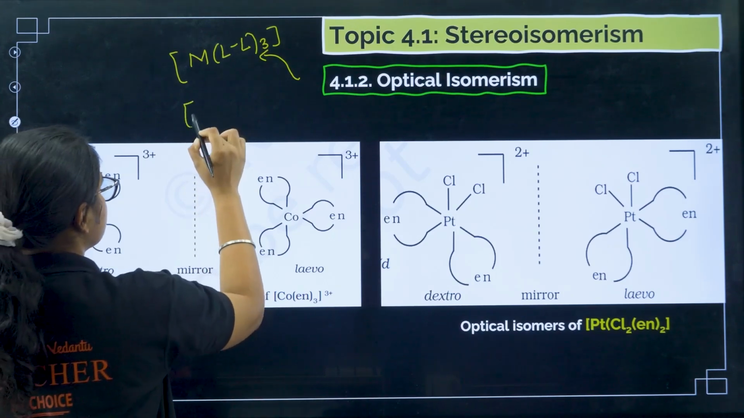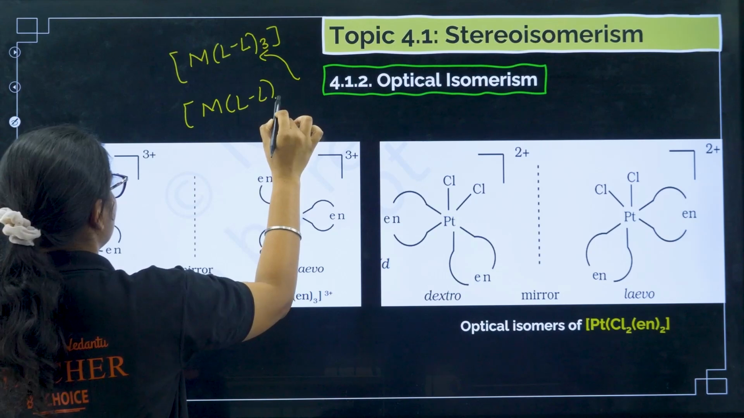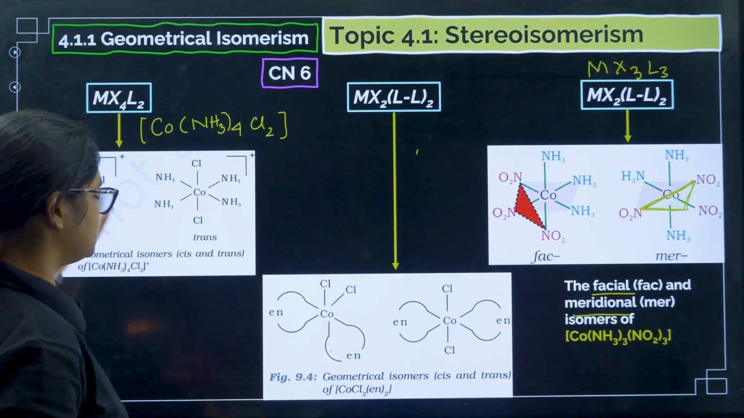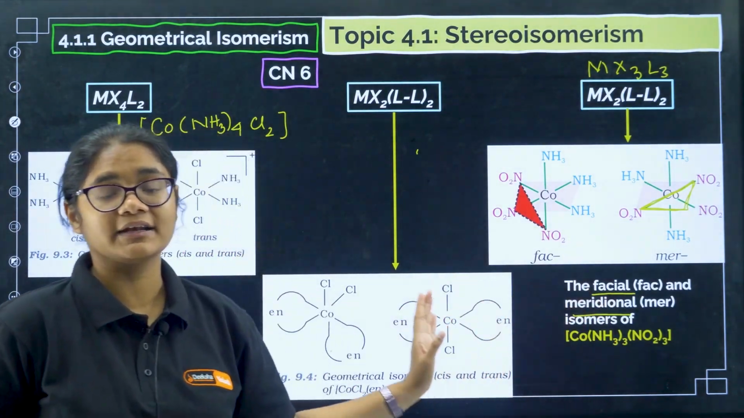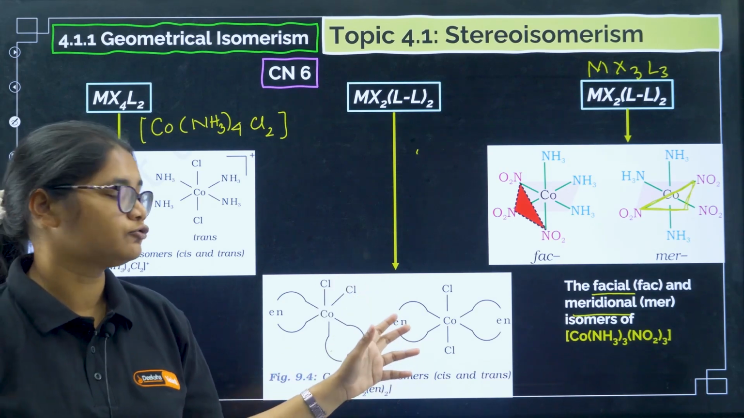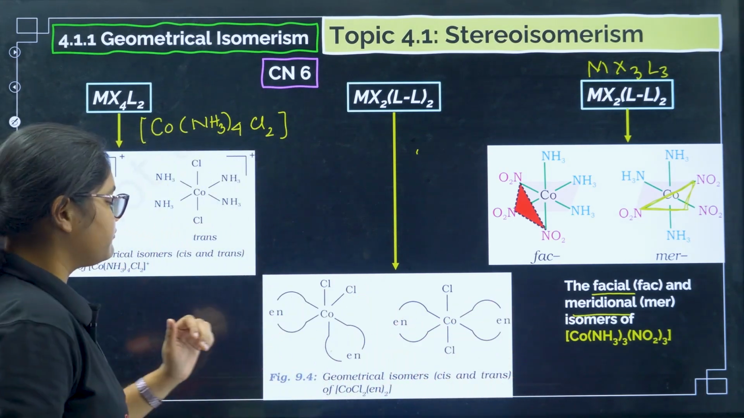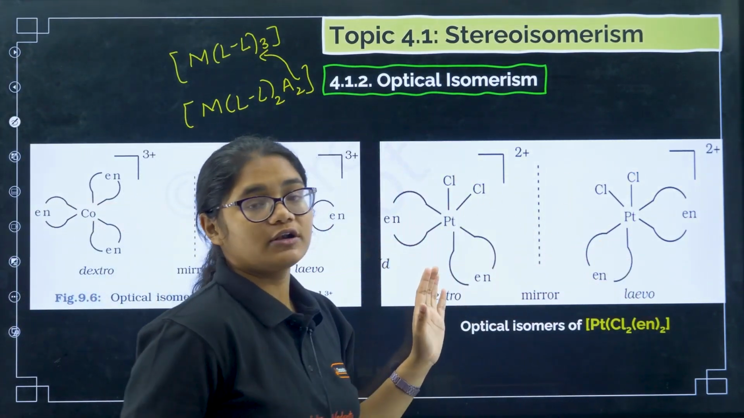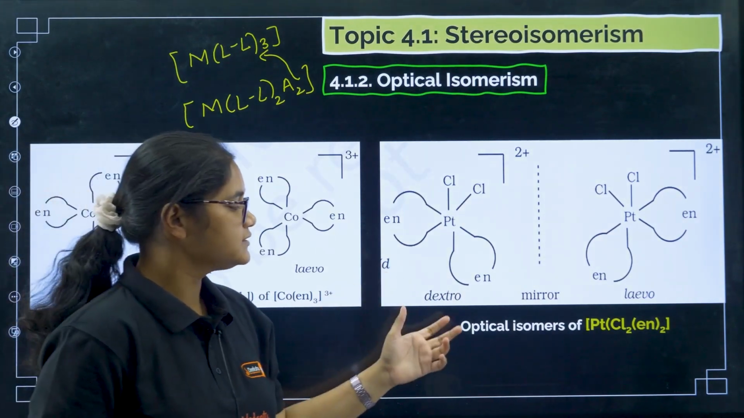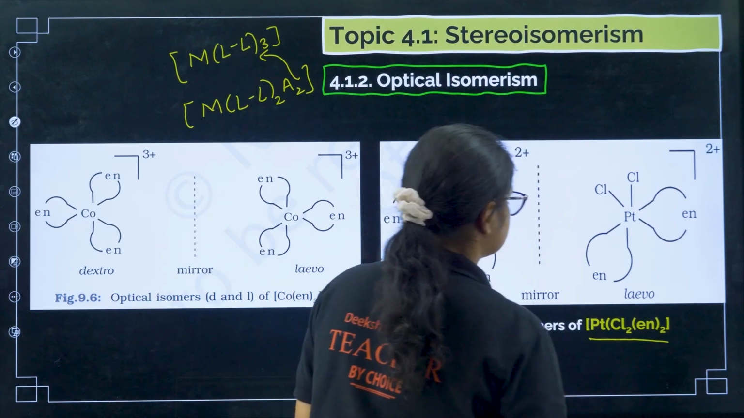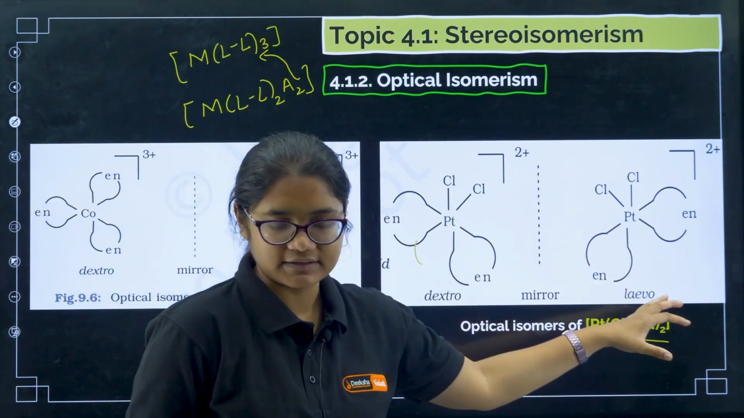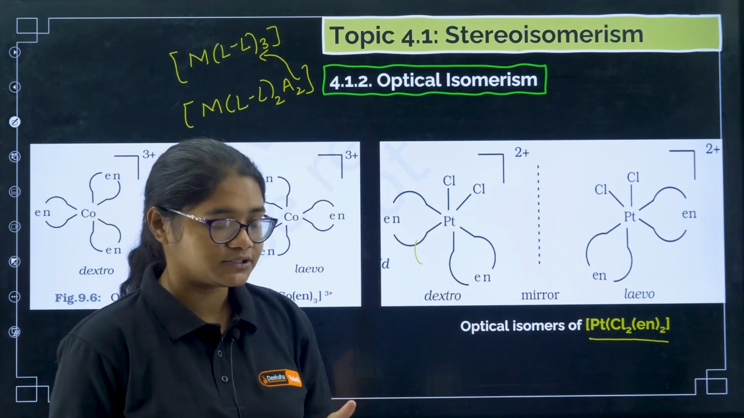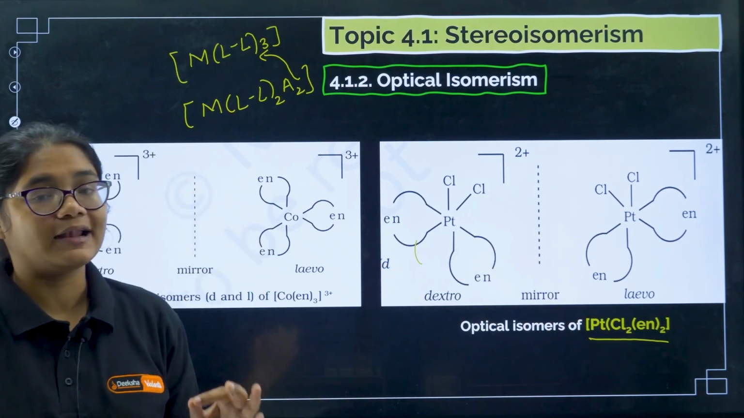Another one which we have already seen in the geometrical isomerism, that is M(LL)2A2. In this we have seen that there are cis and trans forms. If you see the trans form here and draw its mirror image, they will be exactly superimposable on each other and it won't show any optical isomerism. But if I have this cis form and I draw its mirror image, the mirror image is not exactly superimposable on this one. So this can show optical isomerism, and we have this compound example here. One is dextrorotatory, one is levorotatory. Dextrorotatory means the compound will rotate the light in clockwise direction, and levorotatory means it will rotate the light in anti-clockwise direction.